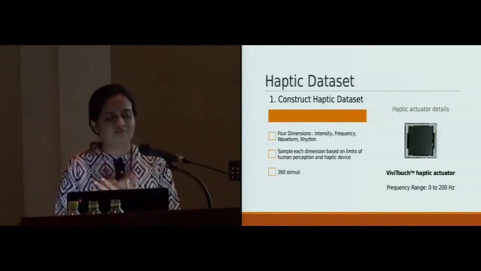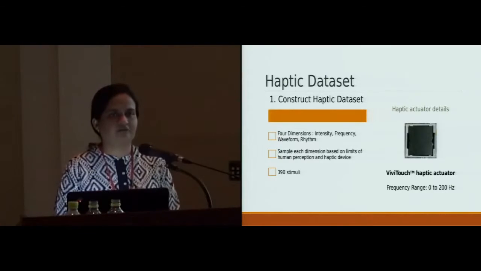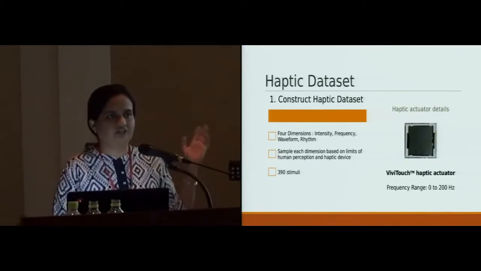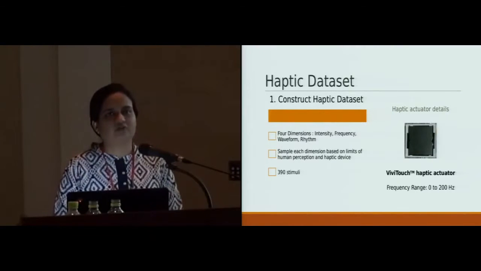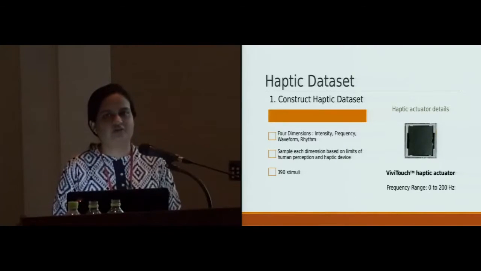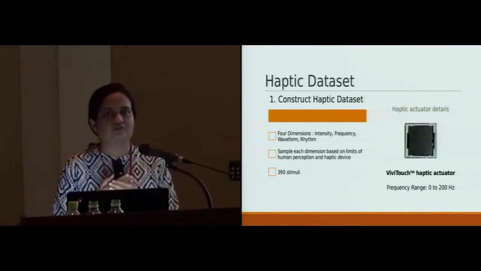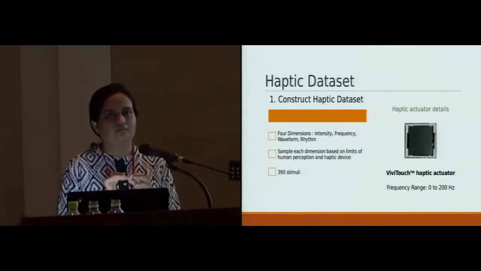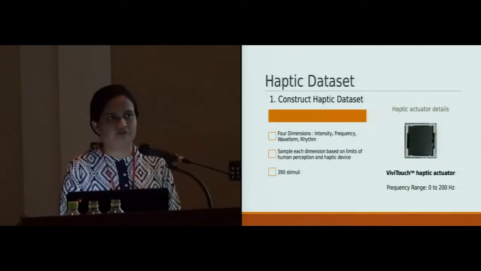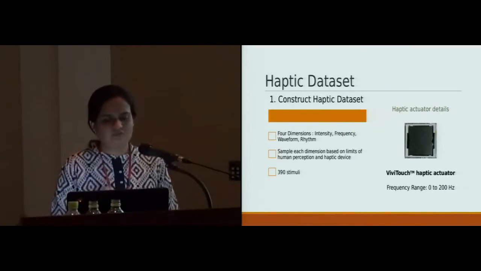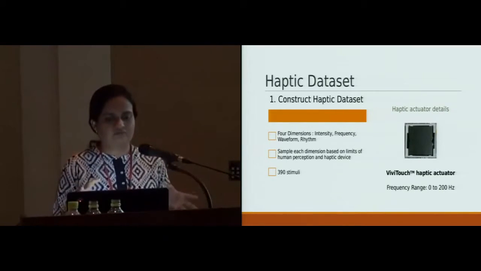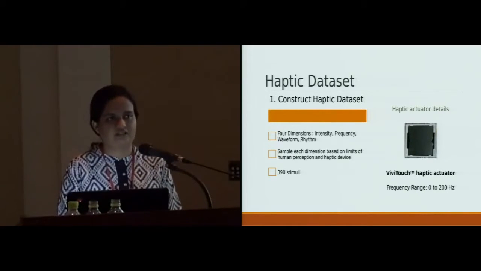So what we did was we sampled each dimension based on the limits of human perception and the limitations of the haptic device. For example, when we chose frequency values, we could not go beyond 200 hertz because the limit of our haptic actuator itself was 200 hertz. Then, for example, in intensity, we could not go beyond 55 dB because that is the point at which, for human skin, the haptic vibration starts becoming painful. So 55 dB is the limit of human perception. So we couldn't choose a value more than that. Based on this, we created a set of haptic stimuli. So we ended up with 390 stimuli.